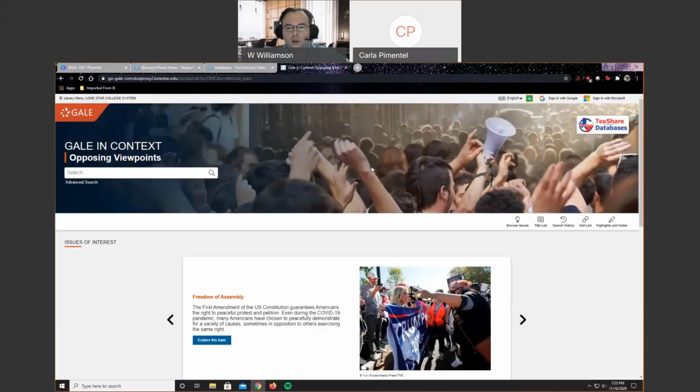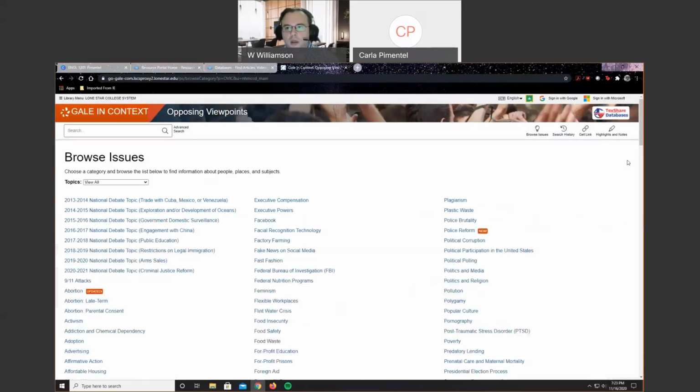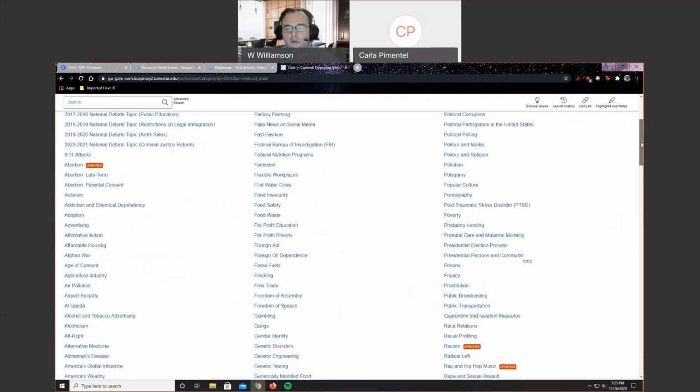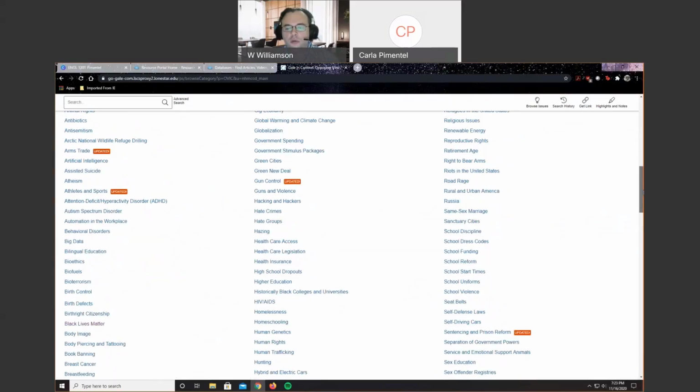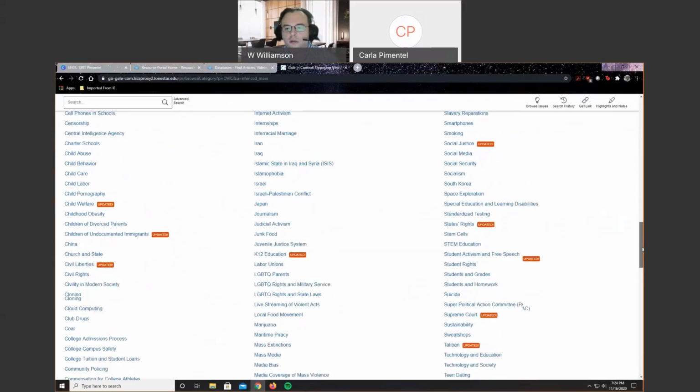Okay, this here is an example of a subject-specific database. So we have a lot of these, and basically they're not going to have as wide of a breadth as some of the ones that are multidisciplinary, but a lot of times, since they're focused in their area, they're going to have tips or tools that can help you search in those areas much easier. In this case, this is a current events database. So kind of looking around, if I go to this Browse Issues link, right away I'm going to get a giant alphabetical list of all sorts of various current issues that this database has articles on.